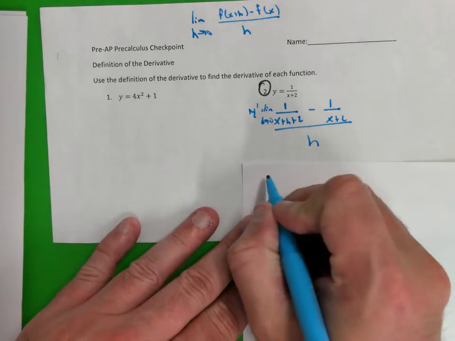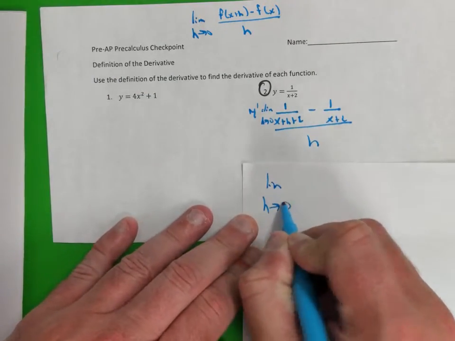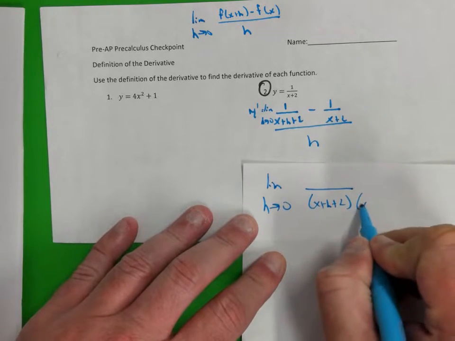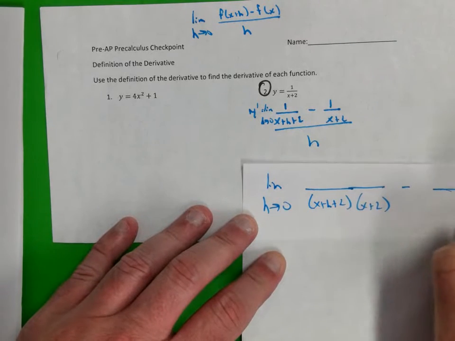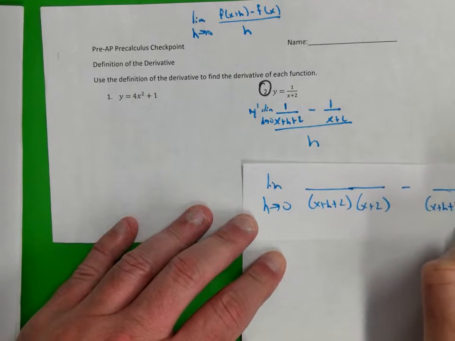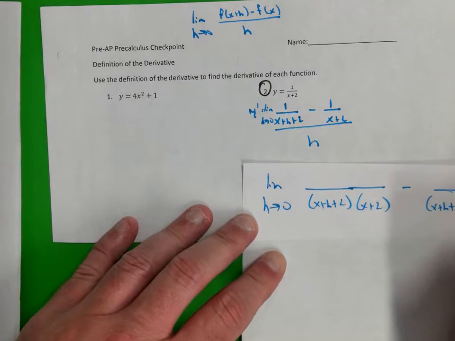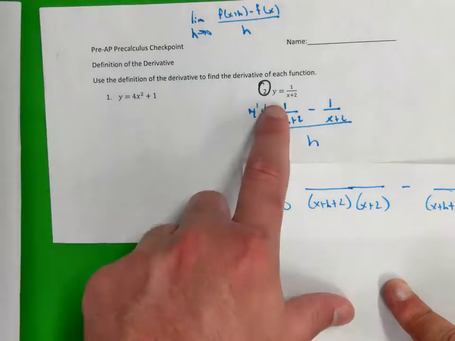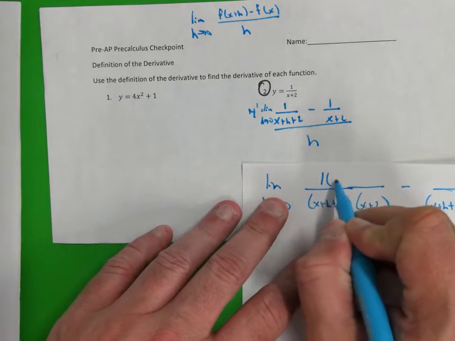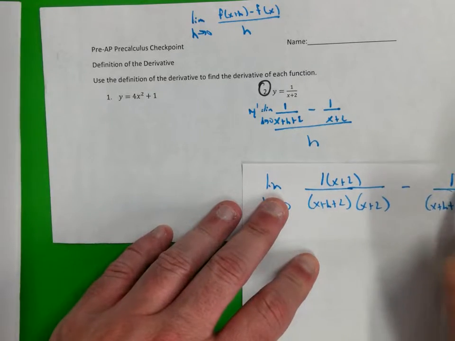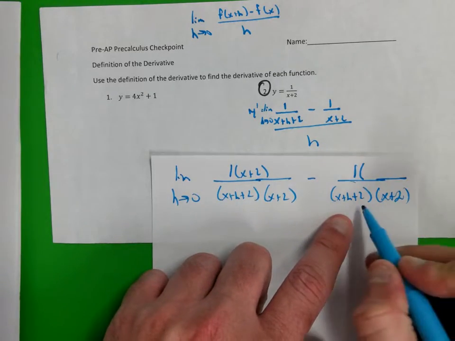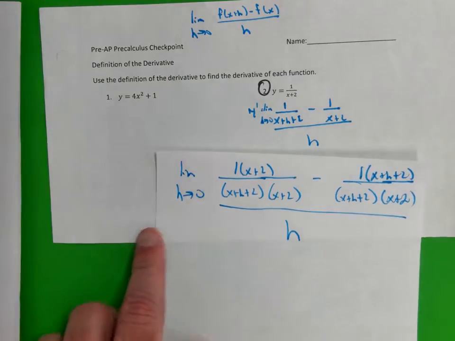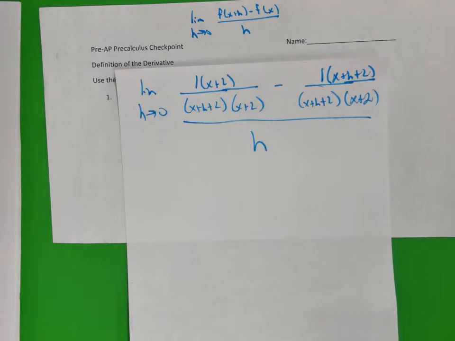So here, I'm going to write over here. I got x plus h plus 2 times x plus 2 minus x plus h plus 2 times x plus 2. What did I multiply this one by over here? x plus 2. So I have to multiply the numerator. What was missing over here? So I'm going to multiply that. Don't forget, this is all over h. You do have one like this on your test next week.